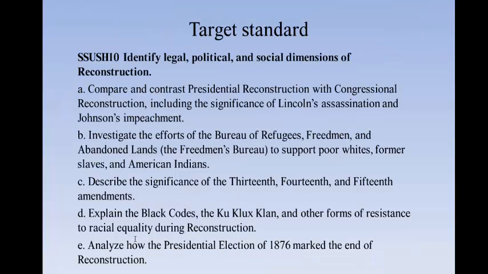The target standard will be on Reconstruction, SS USH10, particularly paying attention to 10b, but also incorporating some other elements of this standard.